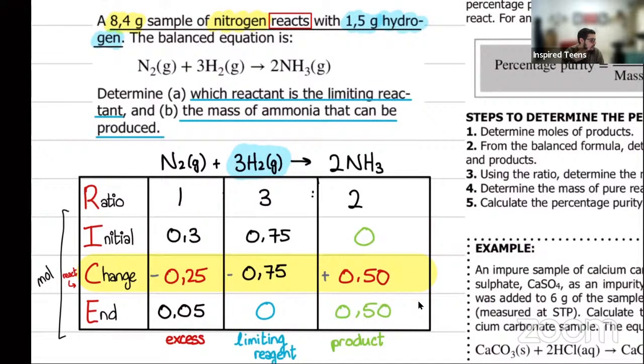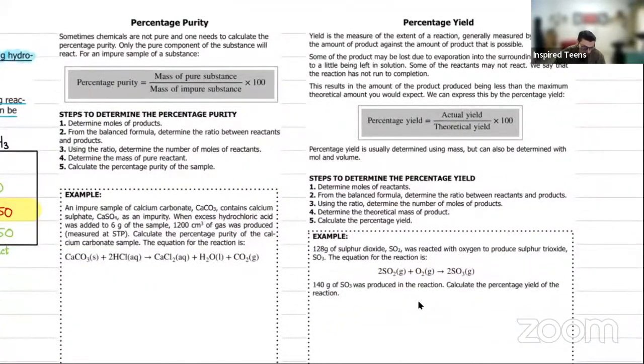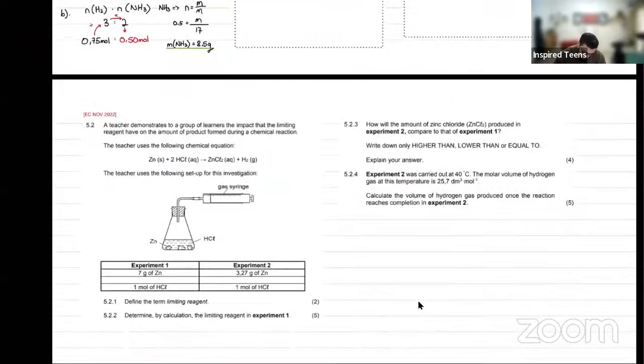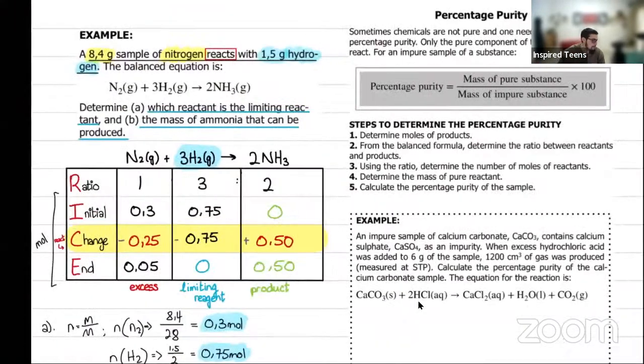While we are waiting for people who have questions, I would recommend that you practice questions. We're still going to do another question on limiting reagent. In the next lesson, we'll try and finish percentage purity and percentage yield. I have a question which I wanted to do, but of course we don't have the time, but hopefully in the next lessons we can complete it.